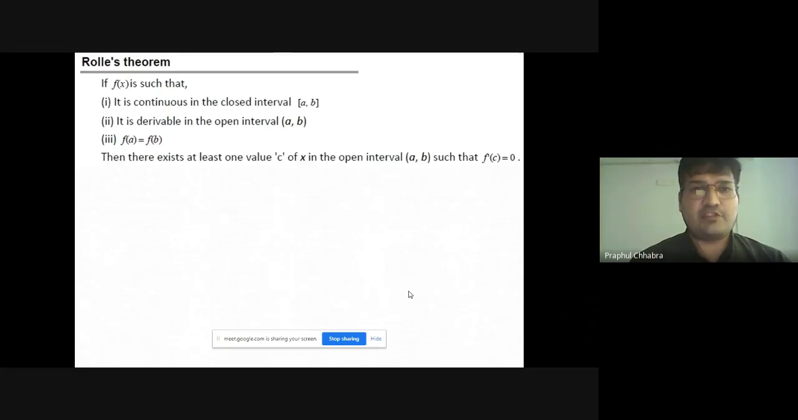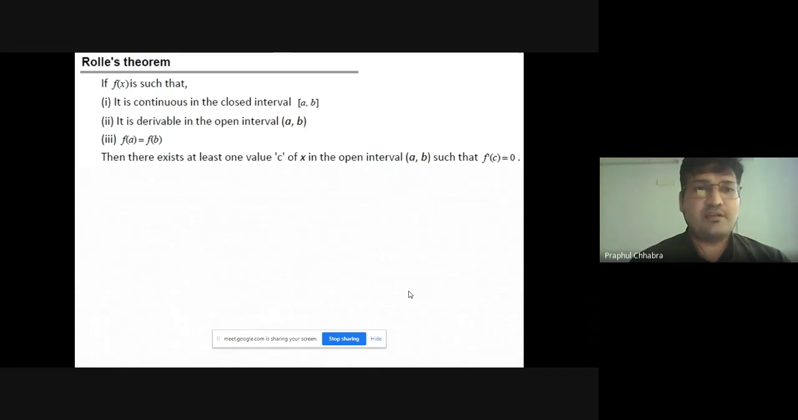So what is the statement of this theorem? If f(x), any function of x, is defined such that, number one, it is continuous in the closed interval a to b, number two, it is differentiable in the open interval a to b, and third, the value of the function at x equals a is equal to the value of the function at x equals b, that is f(a) = f(b), then there exists at least one value c of the independent variable x in the open interval a to b such that f'(c) = 0.